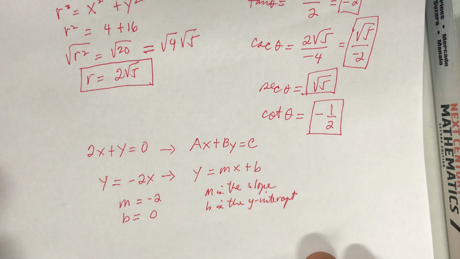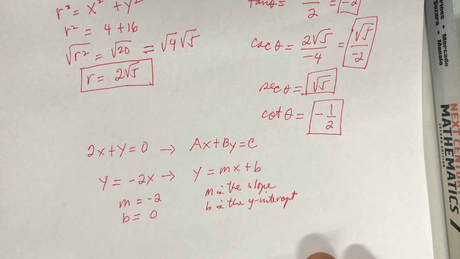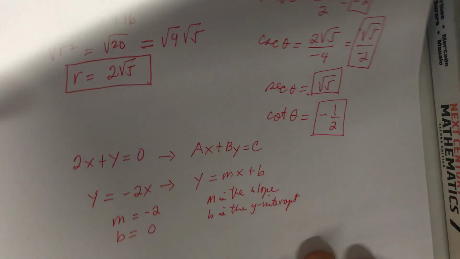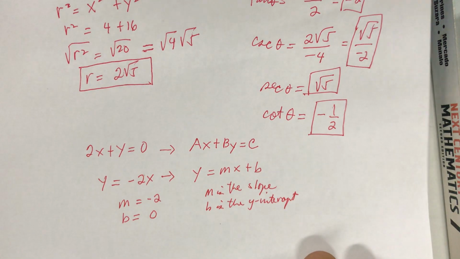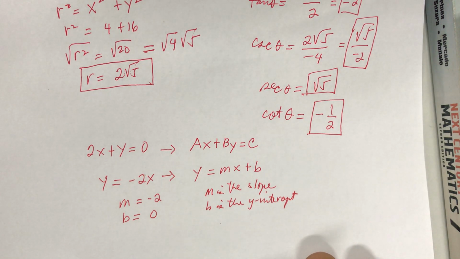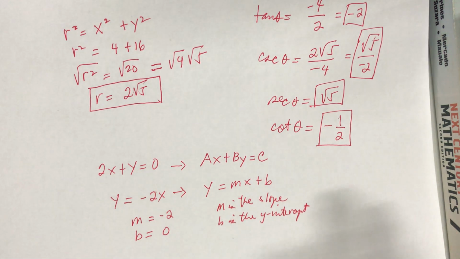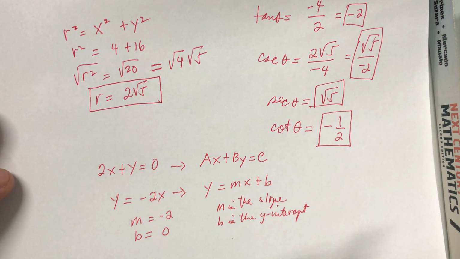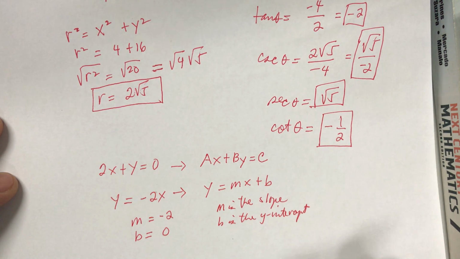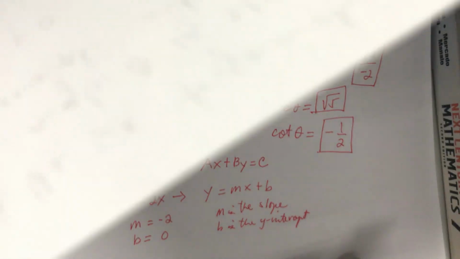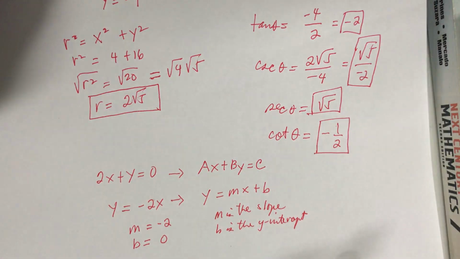2x plus y is equal to 0 is in the standard form of linear equation in two variables, ax plus by is equal to c. Its slope-intercept form, y equals mx plus b, is y equals negative 2x, wherein the slope is negative 2 and the y-intercept is 0. Okay. So what do you notice? I did mention this morning, and somebody was able to actually figure it out also.